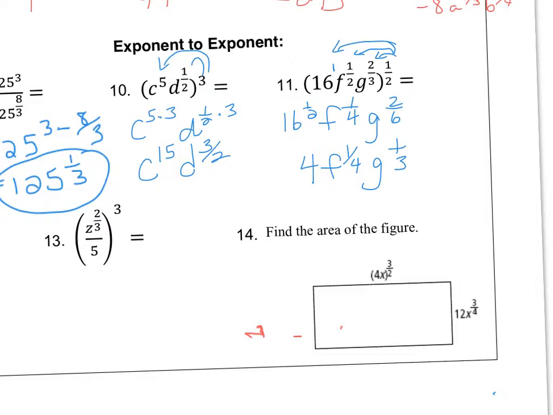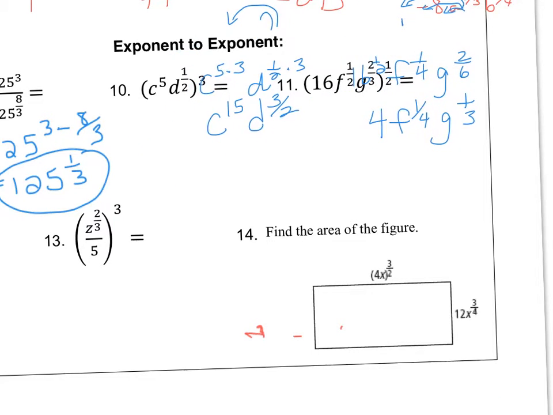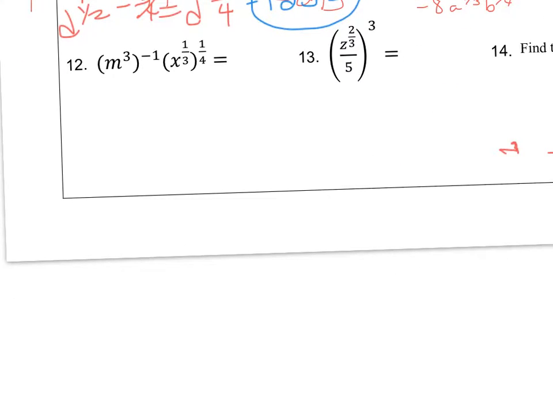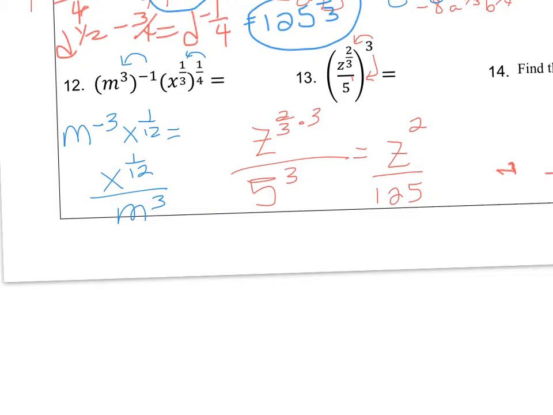Okay, and then going on over to number 12 and number 13, we found out that we had m to the negative 3 power. To deal with our negative exponent, we moved the m to the bottom. That gave us x to the 1/12 over m to the third. And then on number 13, we ended up with z squared, and I went ahead and simplified 5 to the third power, which is 125.